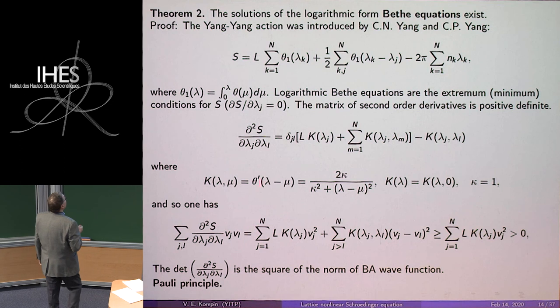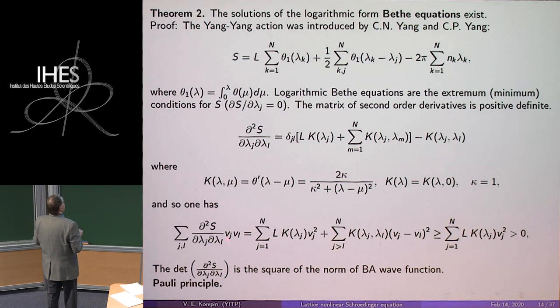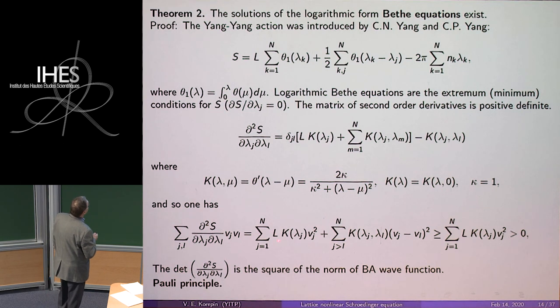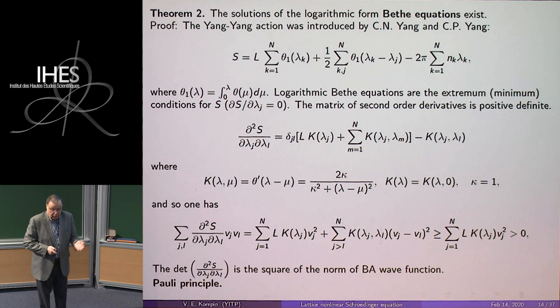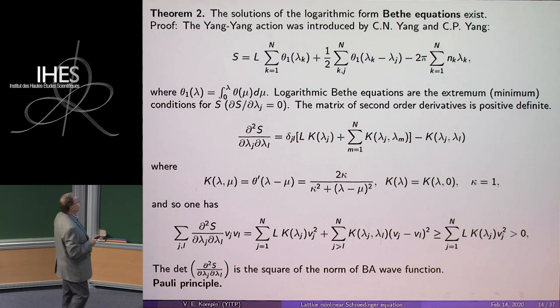So let's calculate the quadratic form. V is a real vector with real components. After some massaging, it is equal to L, this K multiplied by the square, and the off-diagonal terms combine into the square of the difference. Anyway, it's positive if V is real. So the Yang action is convex, so there is a unique minimum. Nice. So it's theorem number two: the solution exists and is unique, given the set of integer numbers.